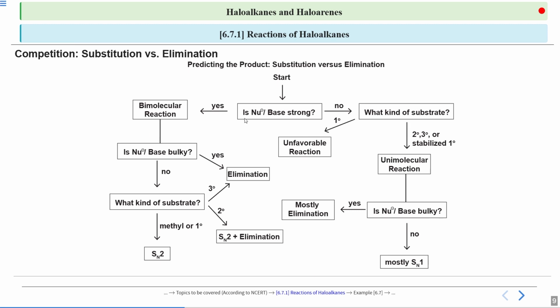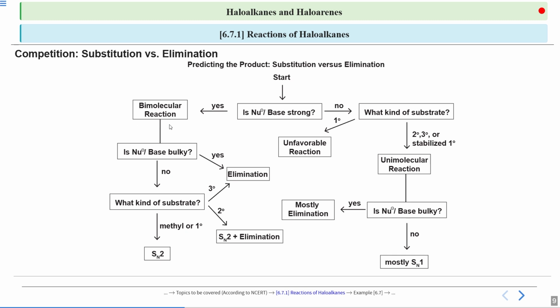So firstly we will understand through this yes path. If our nucleophile or base is strong, yes, then we will go through a bimolecular reaction. We have two reactants reacting together, one is the base and another is the substrate. Our base is also strong, and the reactant will collide with our base to form the desired product.